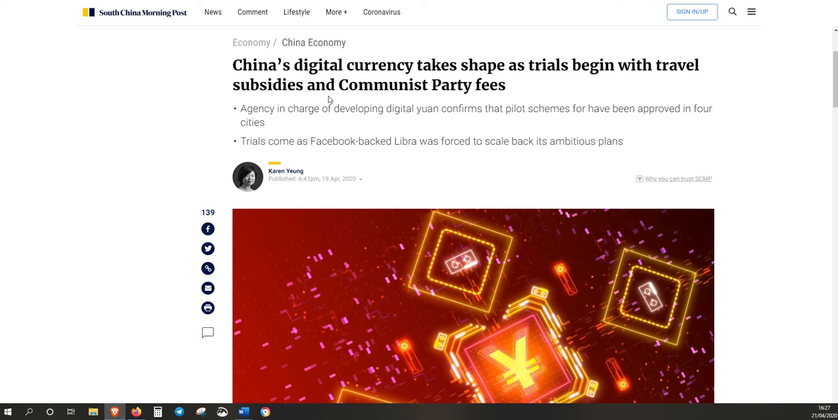As you can see, China's digital currency takes shape as trials begin with travel subsidies and Communist Party fees.